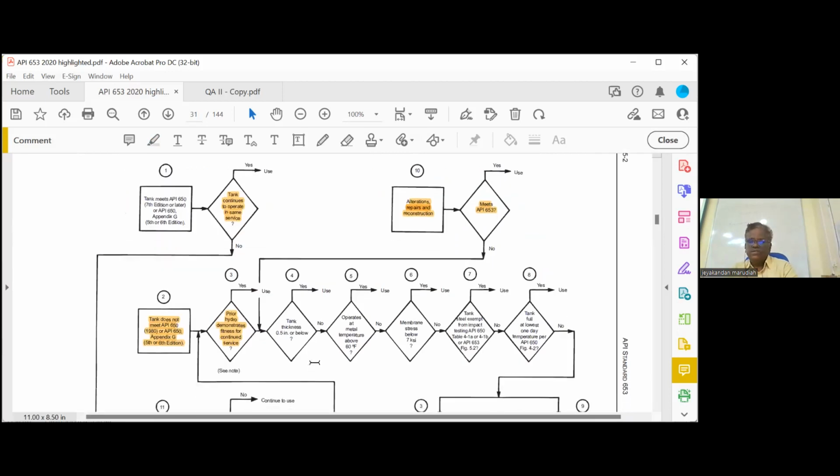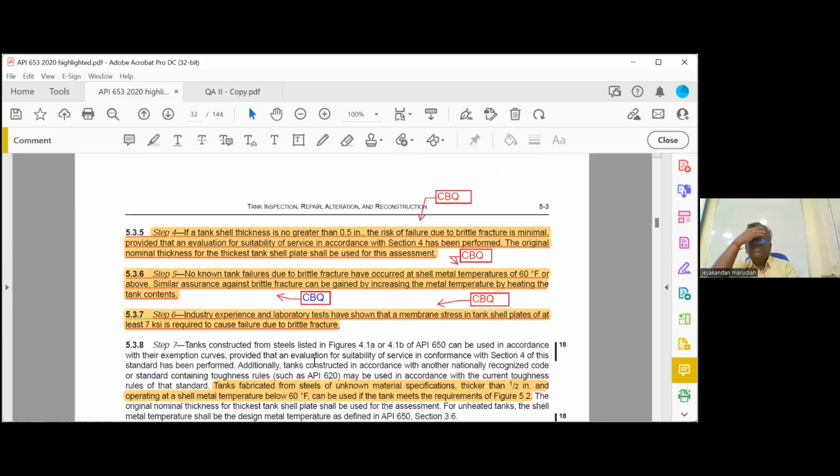Then this is not important. Please go to page number 5-3. Step 4: if a tank shell thickness is no greater than 0.5 inch, the risk of failure due to brittle fracture is minimal. That is important. When the thickness is less than 0.5 inch, it will not fail brittlely.